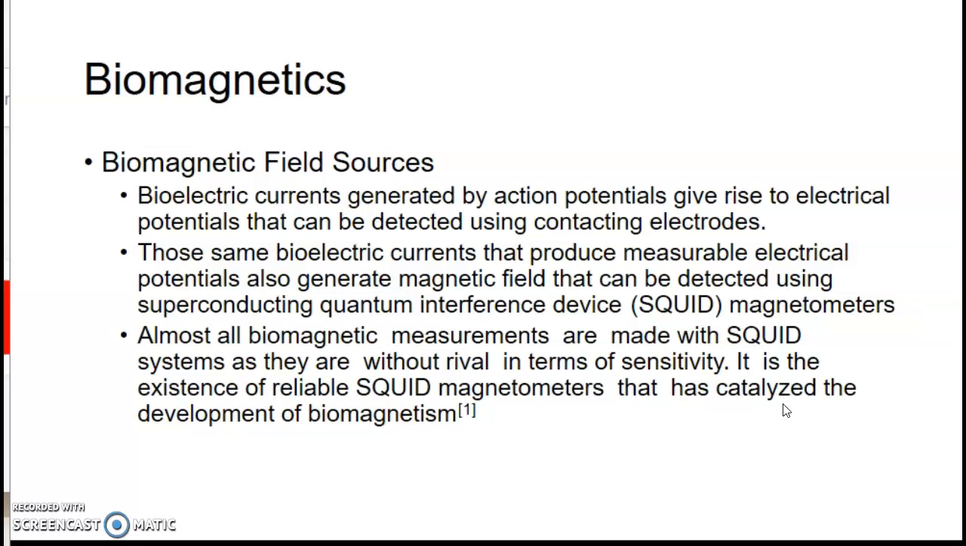So with that being said, those same bioelectric currents produce measurable electrical potentials that generate magnetic fields that can be detected using superconducting quantum interference devices, or SQUIDs, as they're called. Almost all biomagnetic measurements are made with SQUID systems, as they are without rival in terms of sensitivity. It is the existence of reliable SQUID magnetometers that has catalyzed the development of biomagnetism. But I will say that that is not the only way, and that's what I'm going to talk about later in this presentation, so stay tuned.